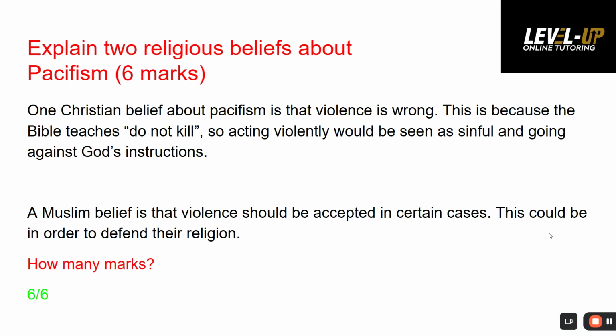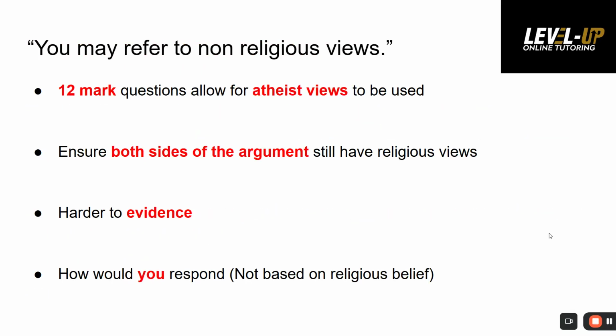The second paragraph then, a Muslim belief is that violence should be accepted in certain cases. So this idea then that there are some religious believers that would suggest that pacifism isn't always the best option. I have then given that development. The marks come through from that first point, which is violence is wrong. Saying the Bible teaches gets me that second mark. The quotation gets me the third, and the development then gets me the 4th. The Muslim point gives me the 5th, and then finally the development gives me that 6th mark.